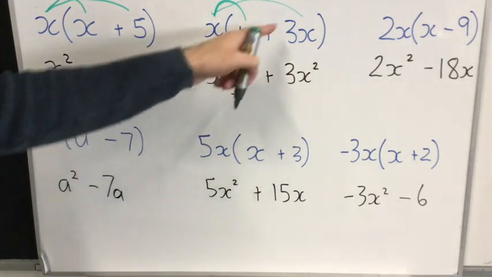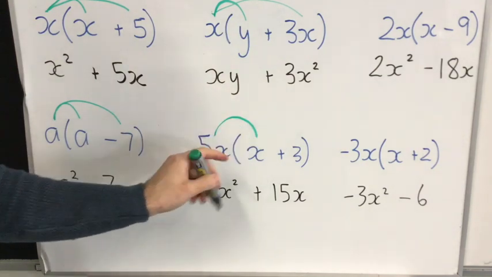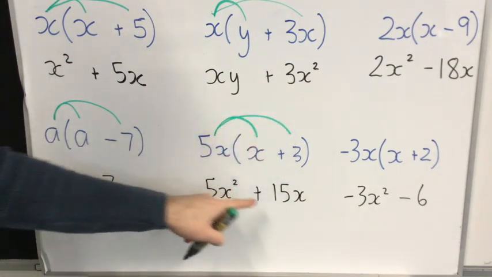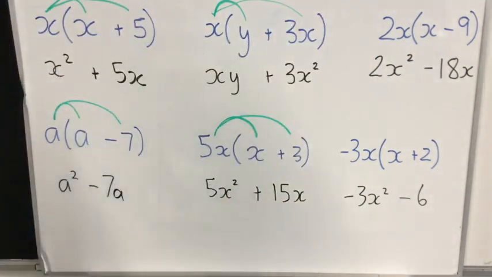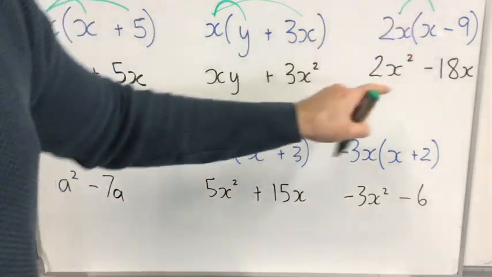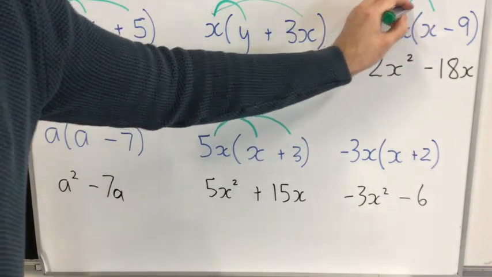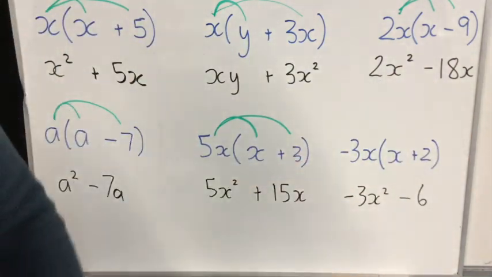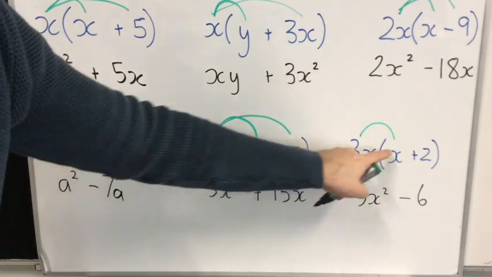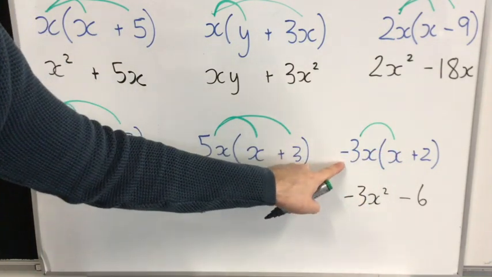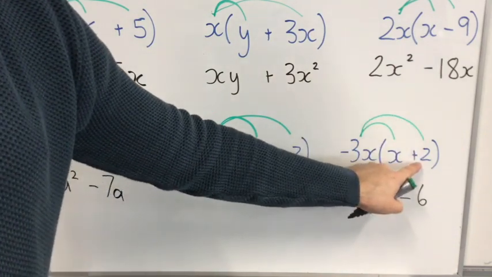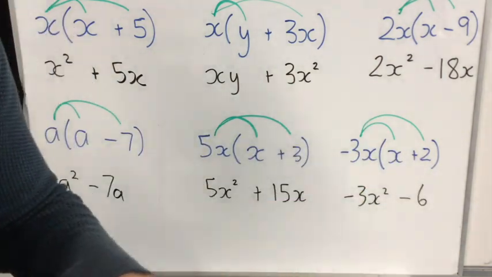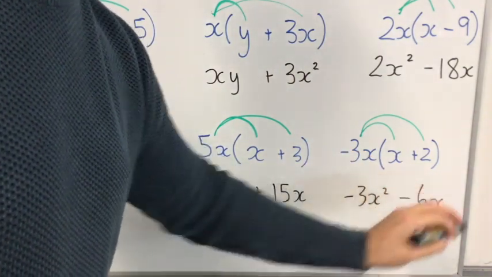Next one. This is similar to what you just did. 5X times X. Well, there's no other numbers yet, so just leave the 5 as it is. X times X, X squared. 5X times 3, 15X. This one here is really similar as well now. 2X squared, just put the 2 down the bottom again. X times X, X squared. And then 2 times negative 9 is negative 18. Put the X next to it. Careful, there's a negative down here. Negative 3, and then X times X is X squared. Negative 3 times positive 2. That's why this turns into a negative down here. Negative 3 times positive 2, I made another mistake, is negative 6, and then put the X on the end. All right?